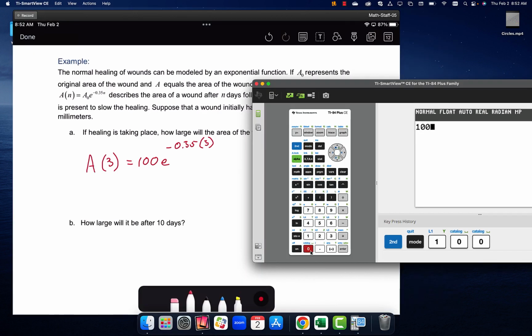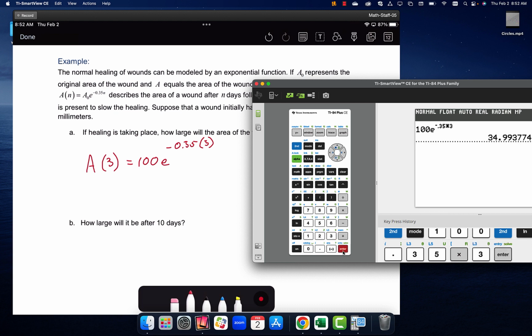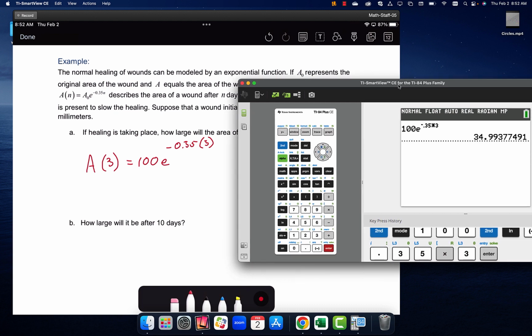So 100. E is actually located in two places. Notice it's in blue above the natural log. I'm going to use the one on the left because it automatically gives you an exponent. So second natural log will give you the e to the power, and we want this to be -0.35 times 3. Enter, and it looks like the area of that wound is roughly 34.99. And the units here are square millimeters.